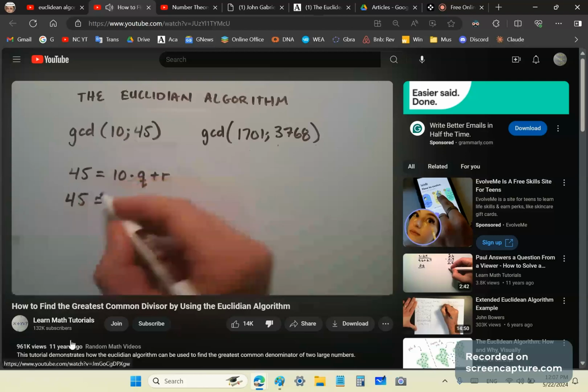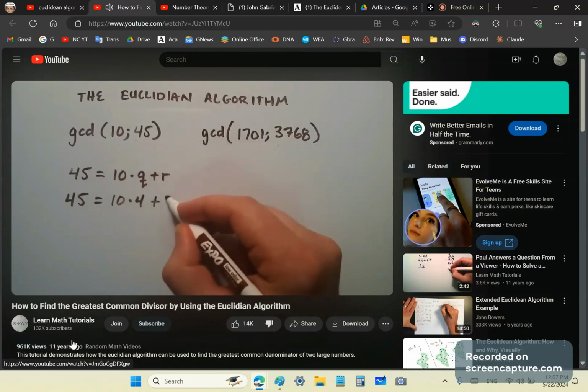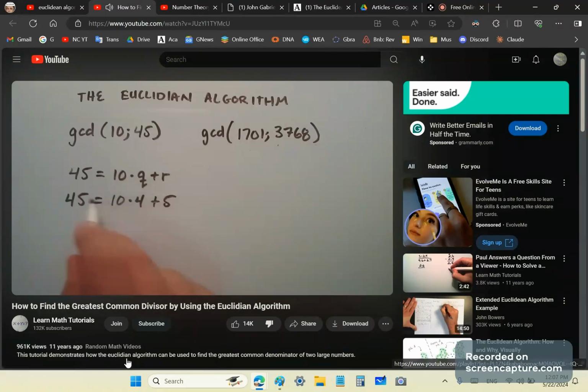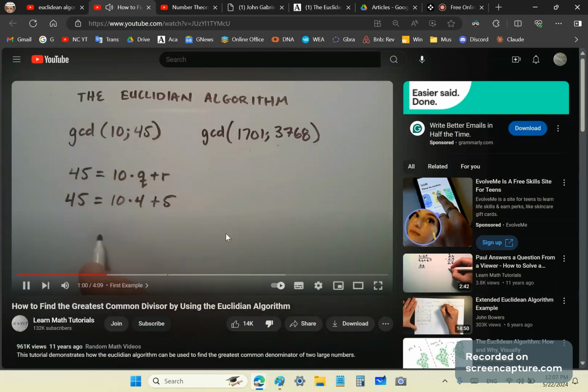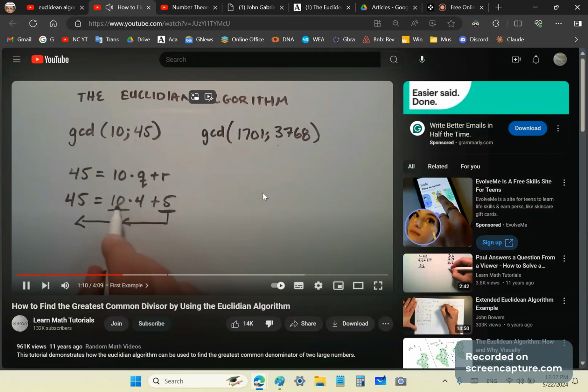5 is equal to 10 times 4 plus 5. 10 goes into 45 four times with a remainder of 5. So the next step and all the remaining steps is we take the number that's in this position and we move it to where this number was on the left-hand side. And then we take our remainder and we move it to where this number was.